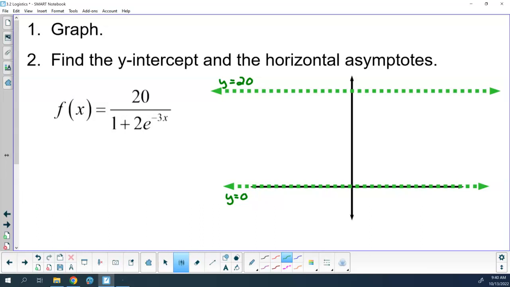Agree on both of those? Yes? Okay. Agree that it looks like this? Because it's a logistic growth, because my exponent here is negative. What is this y-intercept? 6 2/3? 20/3?